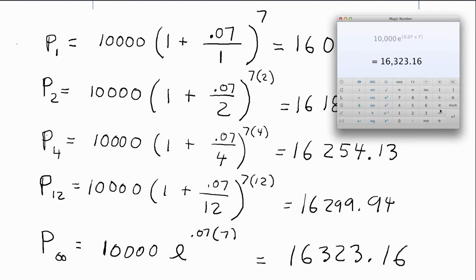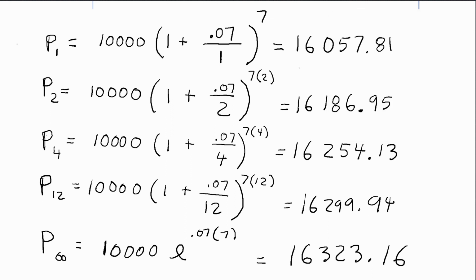Now, of course, to answer the question, for each of these we would have to subtract 10,000 to calculate the amount of interest. So I'll just do this one, and then you can do the others. The amount of interest you would get for the continuous case would be $6,323.16. I hope this helps and sheds a little light on this idea of compounding.